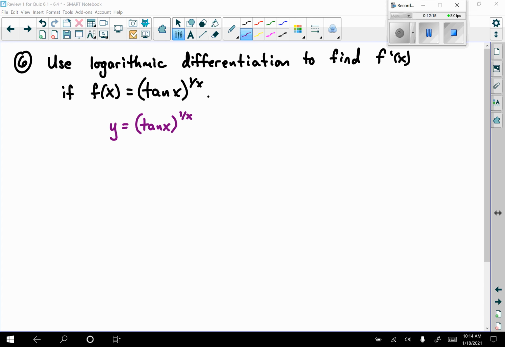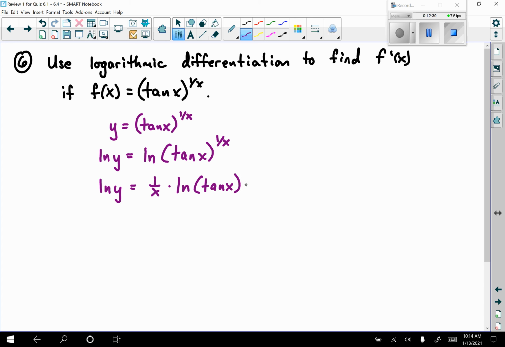So what we want to do next is take the natural log of each side, because I want to get this exponent to come down. Not yet. Natural log first. So now that exponent can come down, and now I can use the product rule over here.